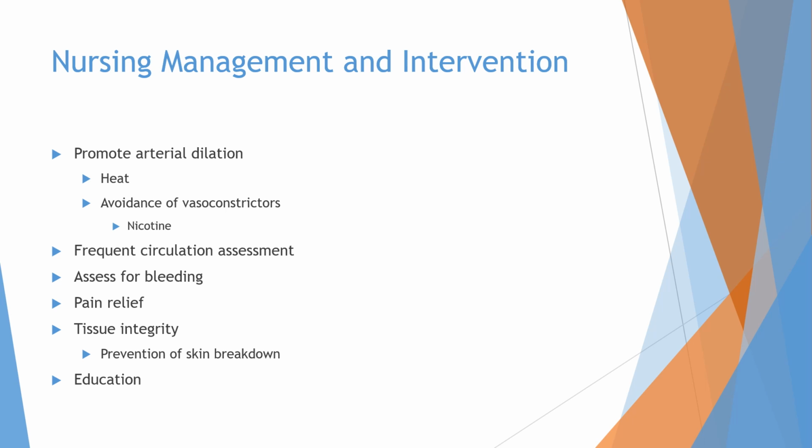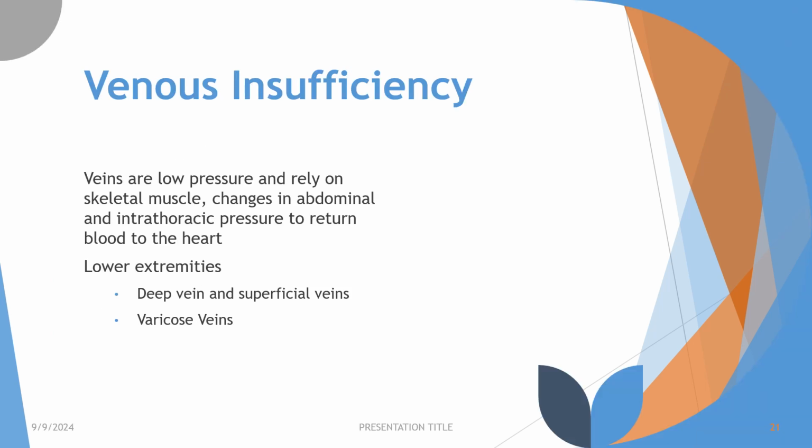Okay, we're going to do our frequent assessments of pulses, color, our CMS, circulation, movement, sensation. Assess for bleeding after an intervention, so assess for bleeding at our sites. Okay, pain relief. Tissue integrity is a big one, right? Our skin's our biggest organ. We need to take care of it, so we need to make sure it's clean and dry. Changing our patient's positions every 2 hours if they're bedbound, or even just getting them up. Dressing changes if they have any ulcers, and then lots of education.